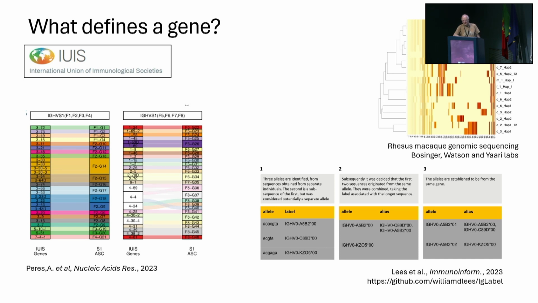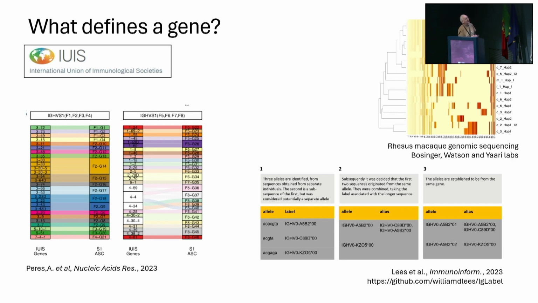But what do you do in other animals? To give an idea of the sort of problems you can run into, on the top right-hand side, these are haplotypes of rhesus macaque IGH, and they're roughly aligned. The right-hand two-thirds of that picture is where the V genes are.